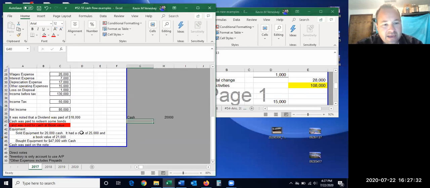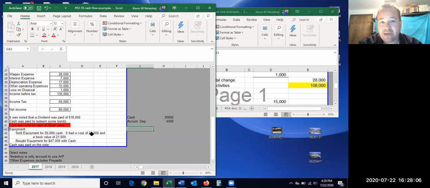And then I had this. It said it had a cost of $25,000 and a book value of 21. So if it cost me 25 and it's still worth 21, that should tell me how much accumulated depreciation I'm getting rid of. That would be 4,000. Because if it's still worth 21 and I bought it for 25, I've only accumulated 4,000 in accumulated depreciation.